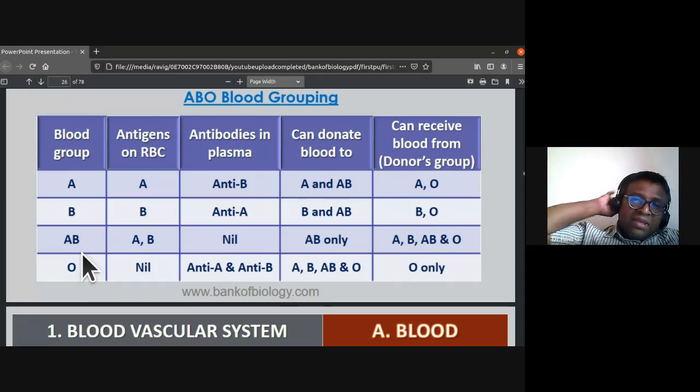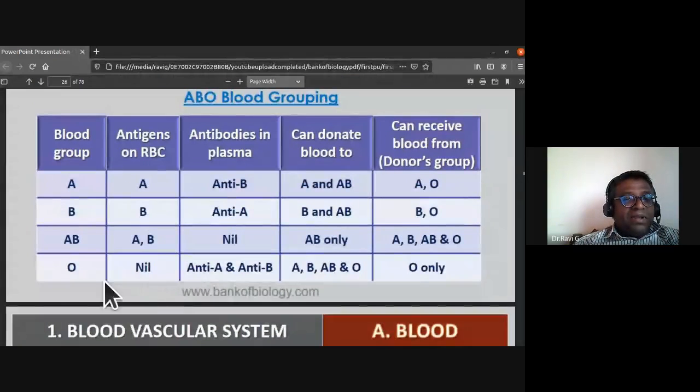So AB, the antigens on them are A and B. Antibodies, it is antibodyless. AB is an antibodyless blood group. They can donate blood to AB only, and they can receive blood from donor groups A, B, AB, and O. That is the reason AB is considered to be a universal recipient.